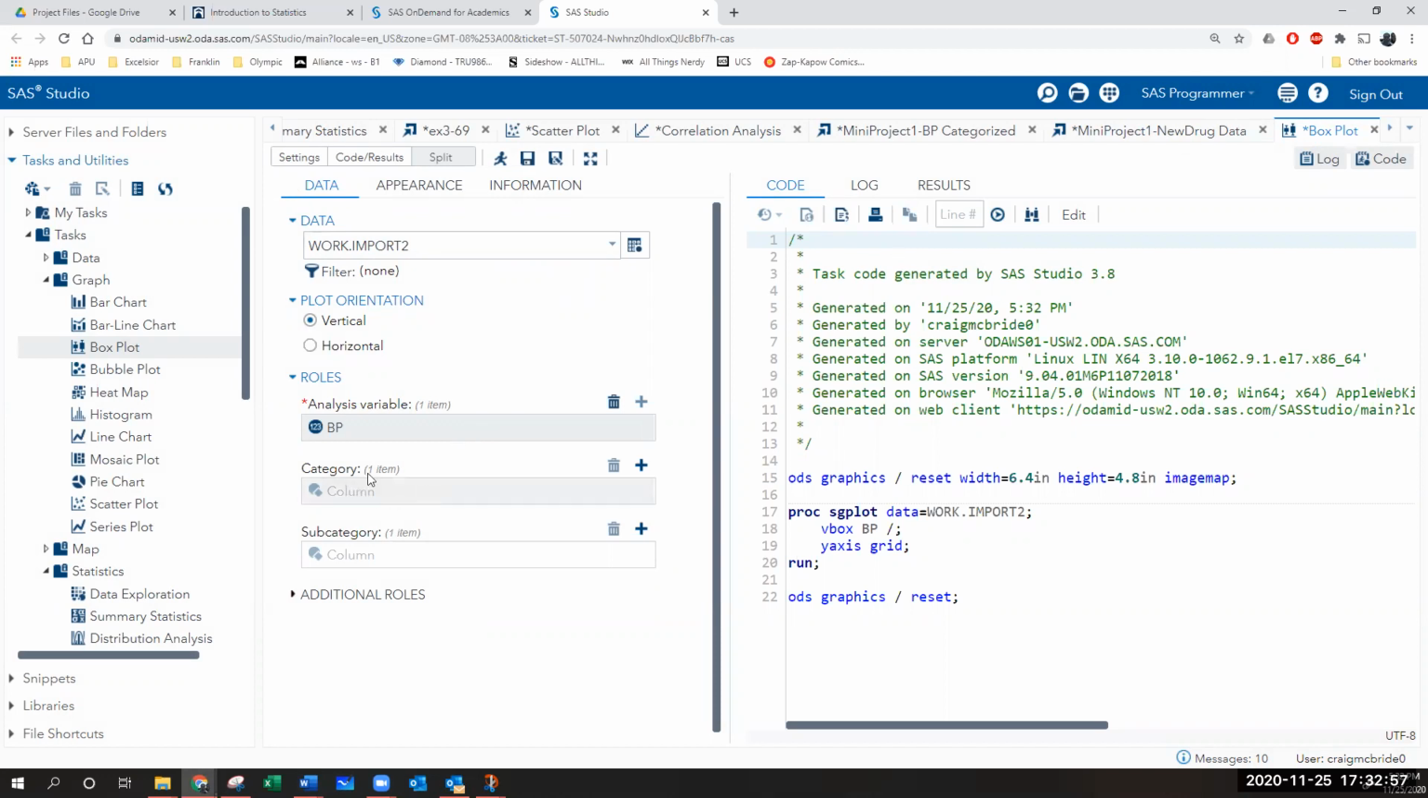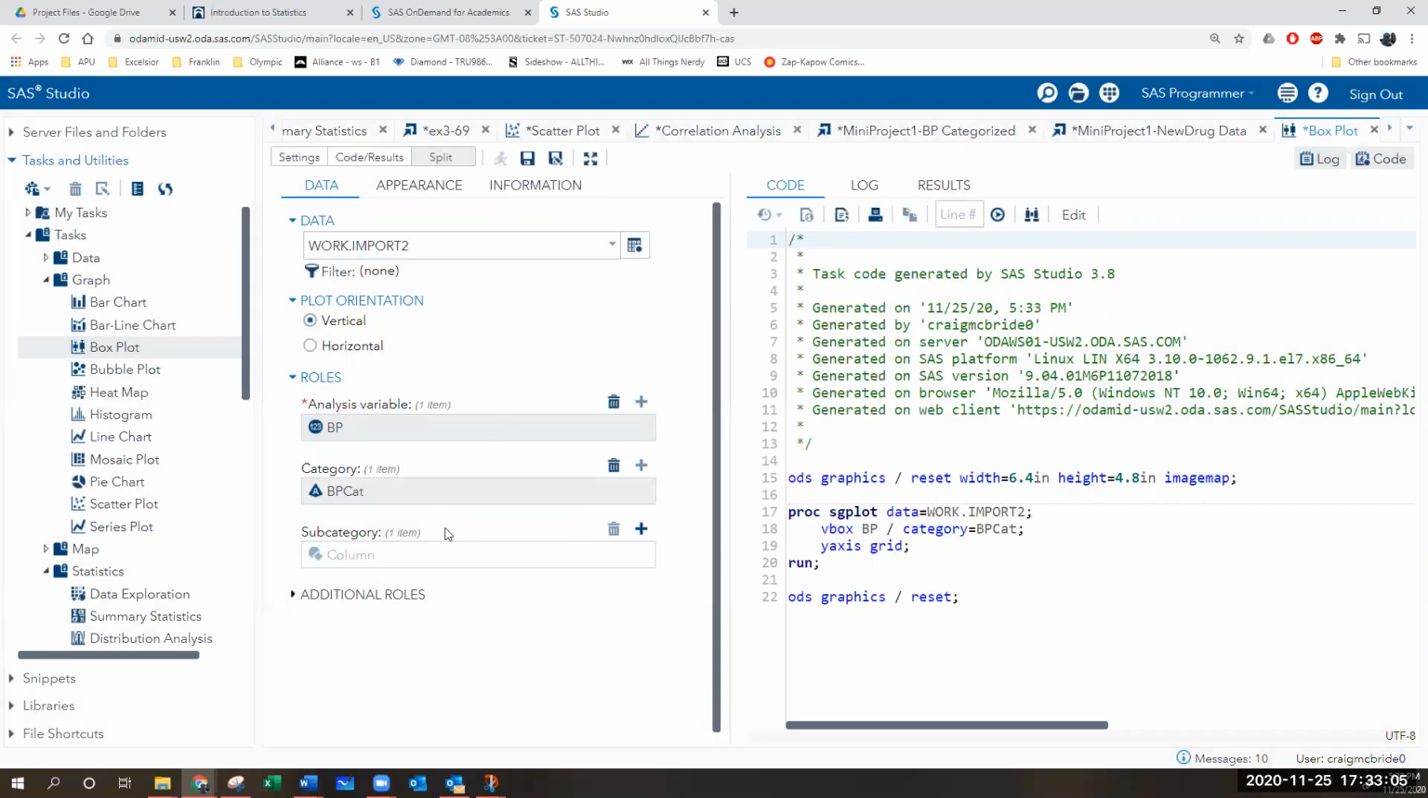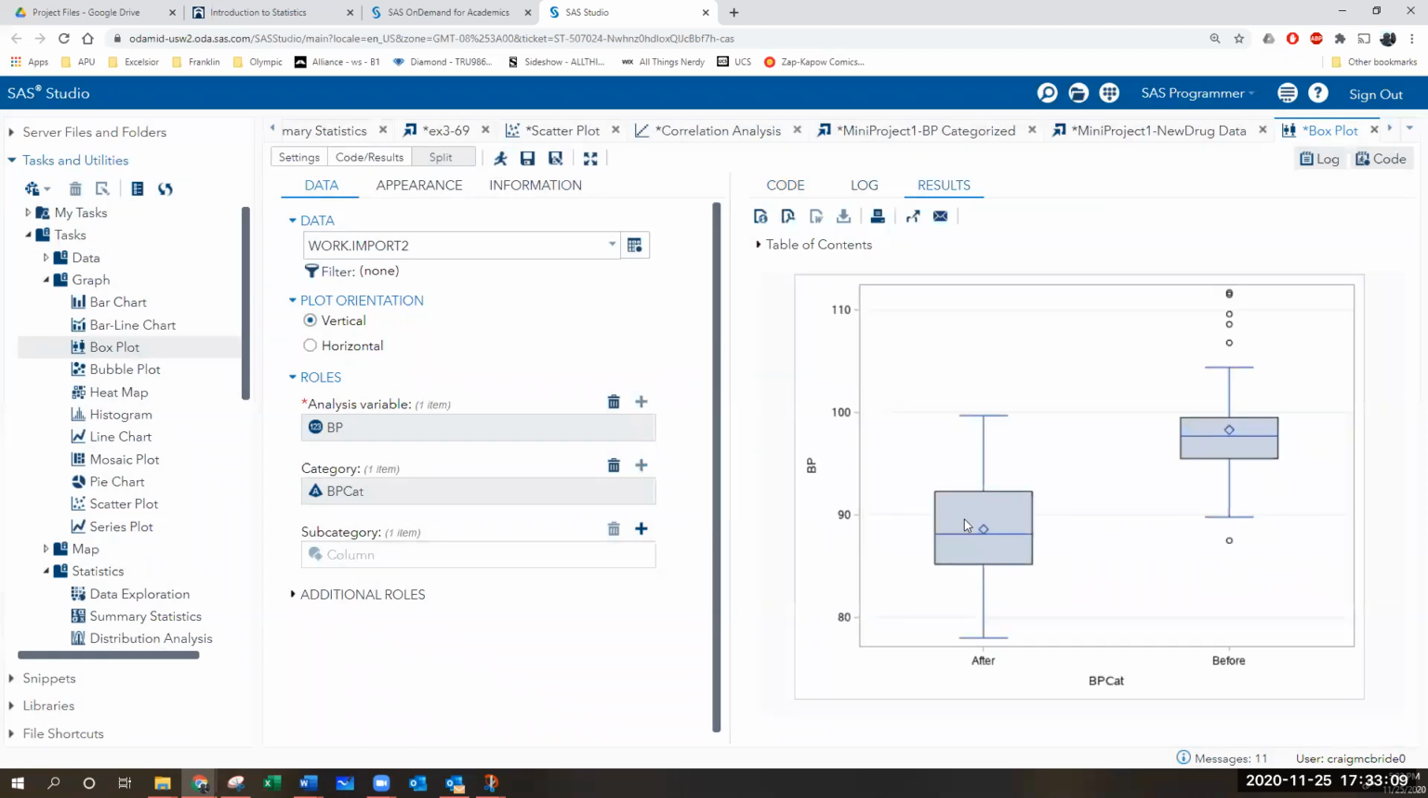And then, so you use your BP as your analysis, and then what you have to do is use a category variable, and that's where you put in the BP categorizing. And when you run that set of data, that's how you get two box plots together in one graph. So that's how you can do part E.